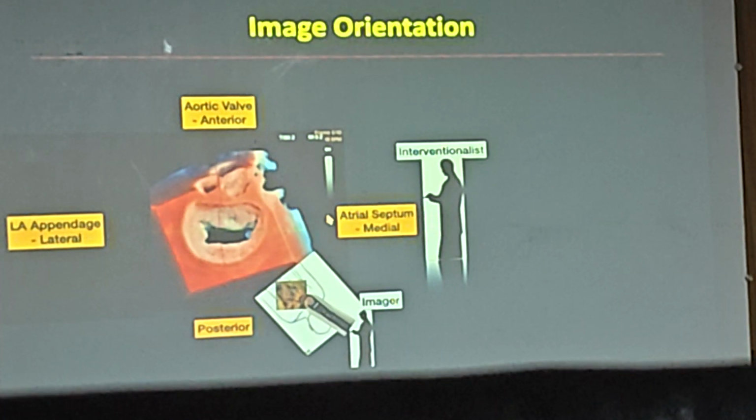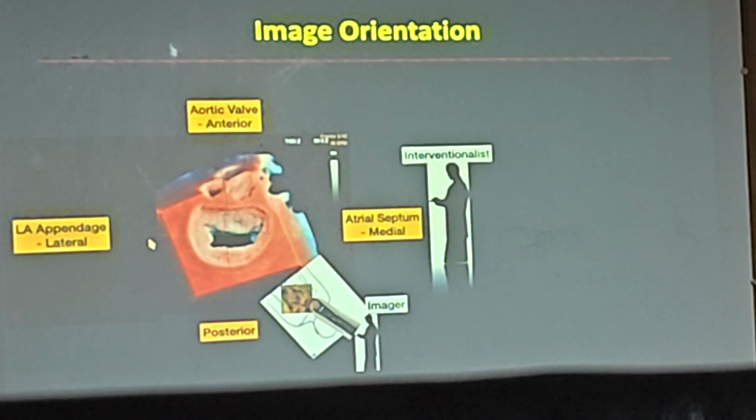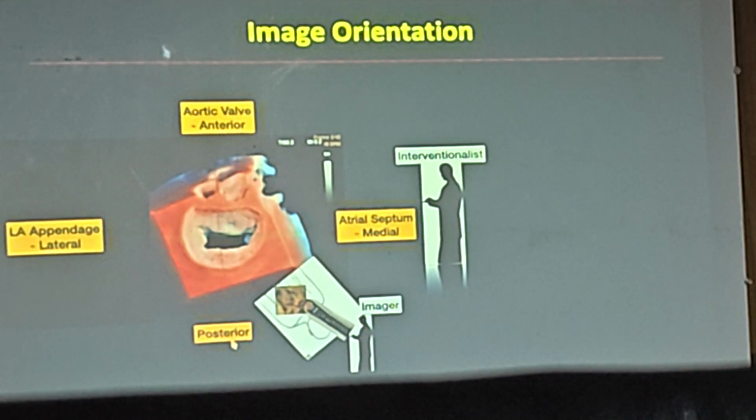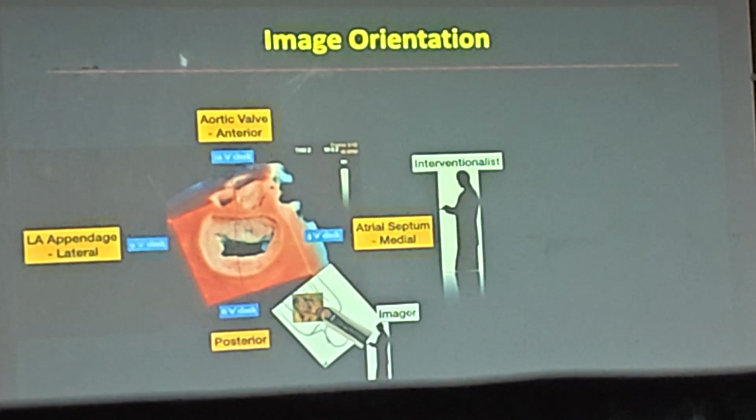So what happens is, towards you is going to be medial and the other side is going to be lateral, and the aortic valve is on top, so that's going to be anterior and posterior. So that's the first orientation which you have to understand.